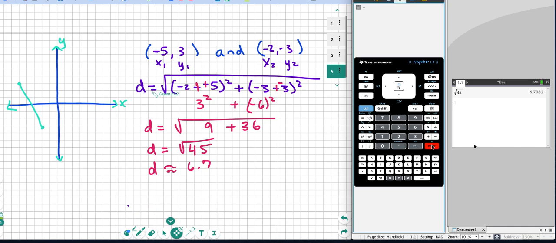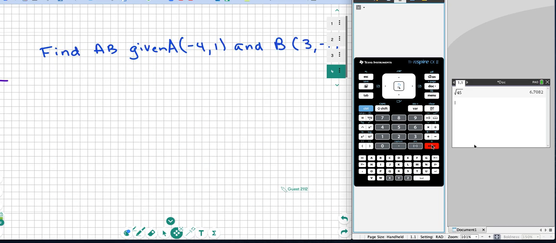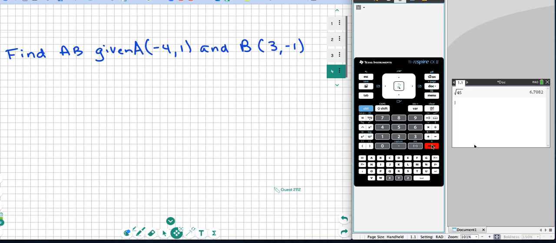All right, let's try a second one. Now, in this example, I haven't given you a graph. I've just simply given you the ordered pairs. Again, you're going to label this one x1, y1, and B is going to be x2, y2.